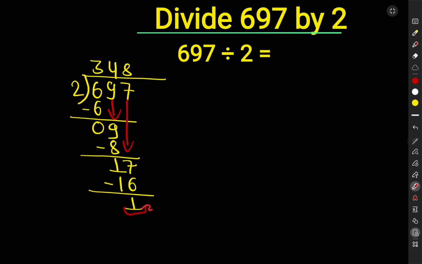So now this 1 is less than 2 and there is no other number to put it down. So we take here decimal so that we put 0. So it is 10 and 2 times 5 is 10. On subtracting we get 0. So 697 divided by 2 is 348 decimal 5.